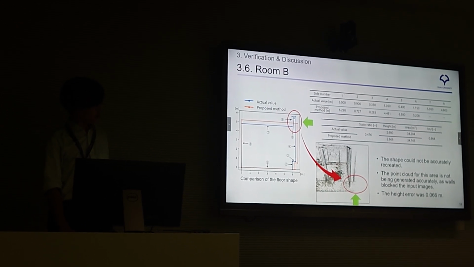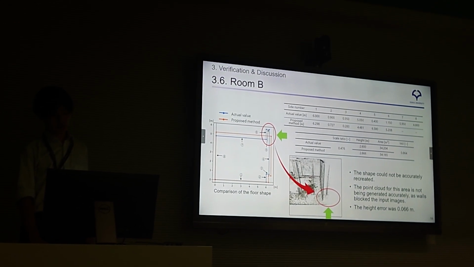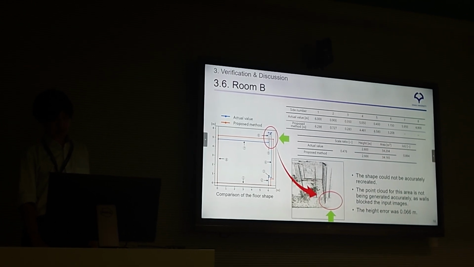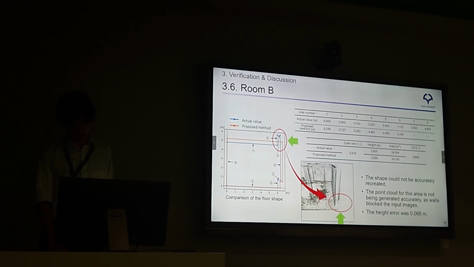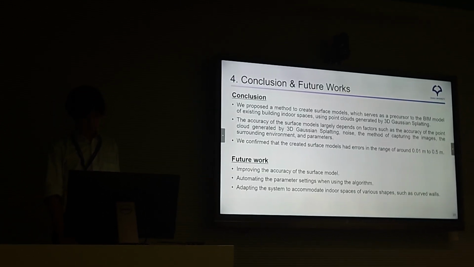Compared to the height error of the indoor space, the error range for each side of the floor is larger. Overall, it can be concluded that the accuracy is significantly inferior to laser scanning. Now let me summarize my talk.